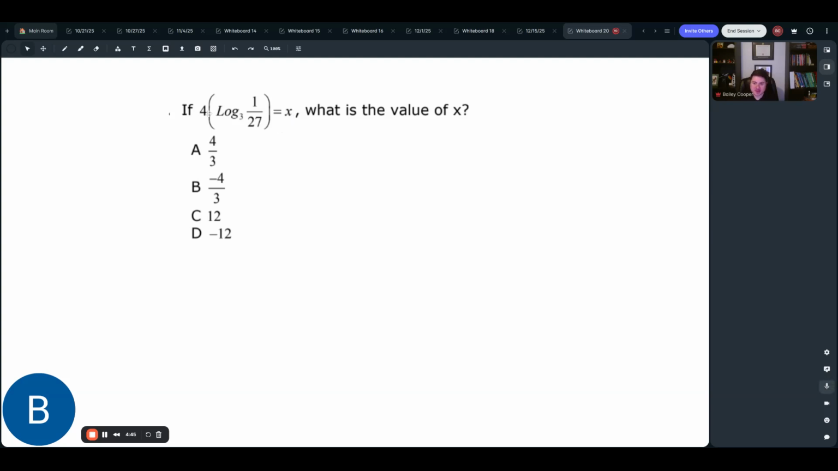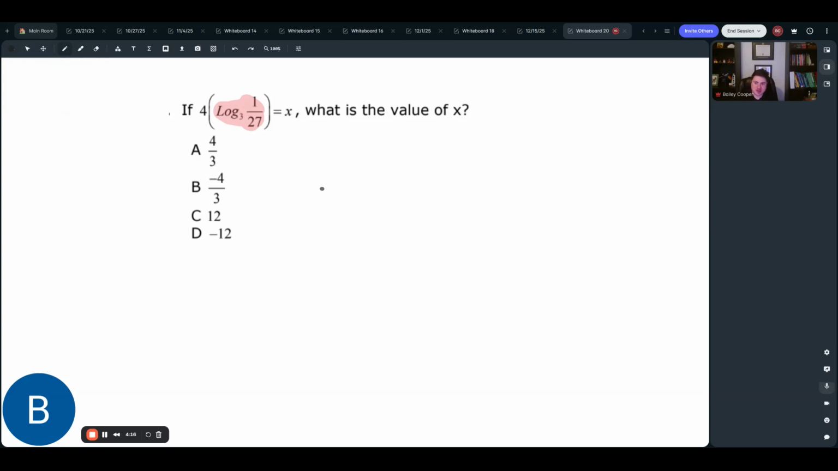Right off the bat in solving this equation, the x is already by itself on one side of the equation, so we don't need to worry about moving anything around or getting x by itself. What this is asking us to do at this point is just simplify our left-hand side as much as possible. So the big thing we're going to need to do is simplify this logarithmic expression in here.